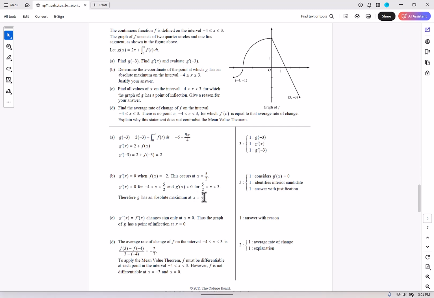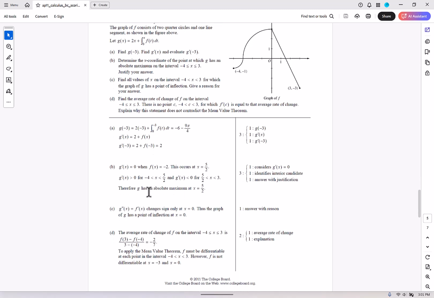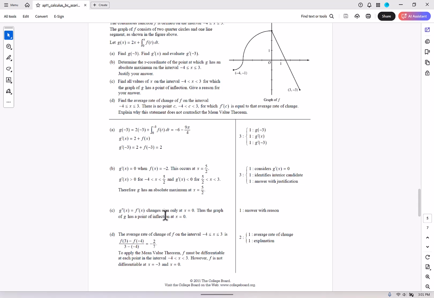We pretty much said the same thing. g double prime equals f prime, which changes sign only at x equals 0. Thus, the graph of g has a point of inflection at x equals 0. Perfect. And the average rate of change is negative 2 sevenths.